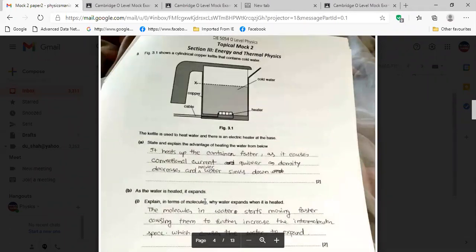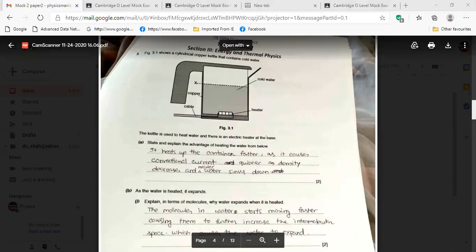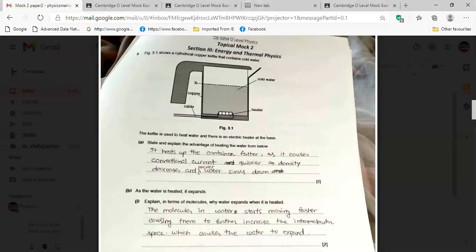State and explain the advantage of heating the water from below. It heats up the container faster as it causes convectional current quicker as density decreases and heavier water sinks down. So it is okay because you brought the idea of convection.